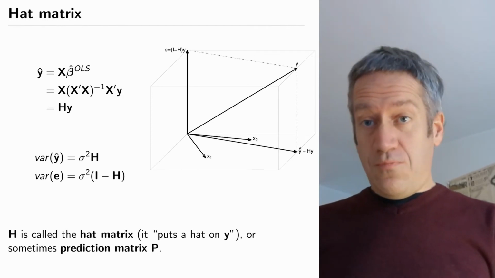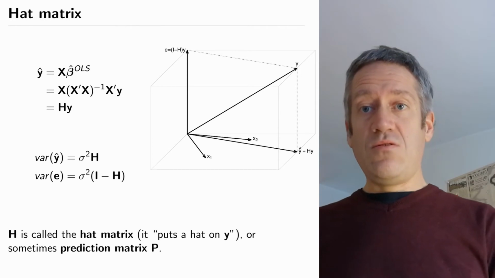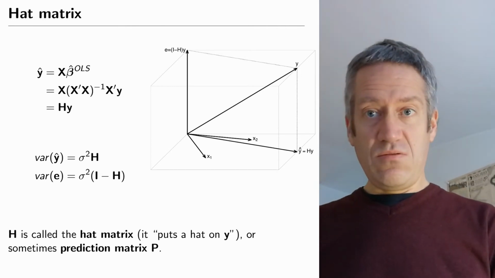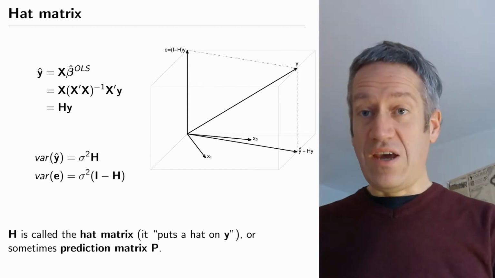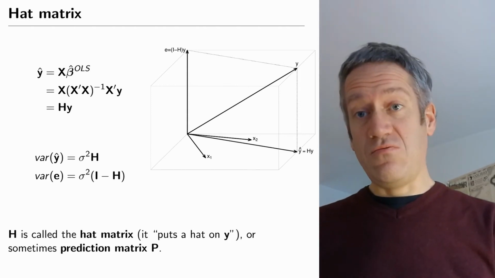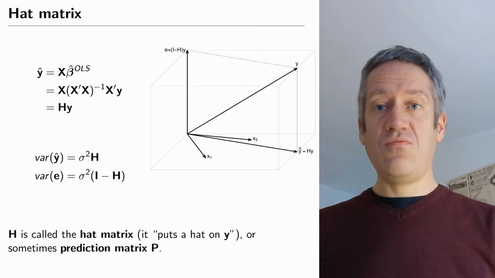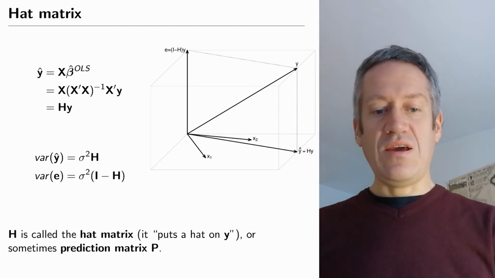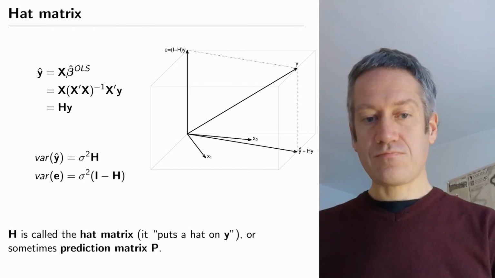So if we talk about a projection from one space into another, we can have a projection matrix. Multiplying a vector with a matrix is a form of projecting. And this we call the hat matrix because it puts a hat on y, so to speak. So we have y, and we calculate the predicted value of this y, which we call y hat, and we call that the hat matrix. Sometimes it's called the prediction matrix.